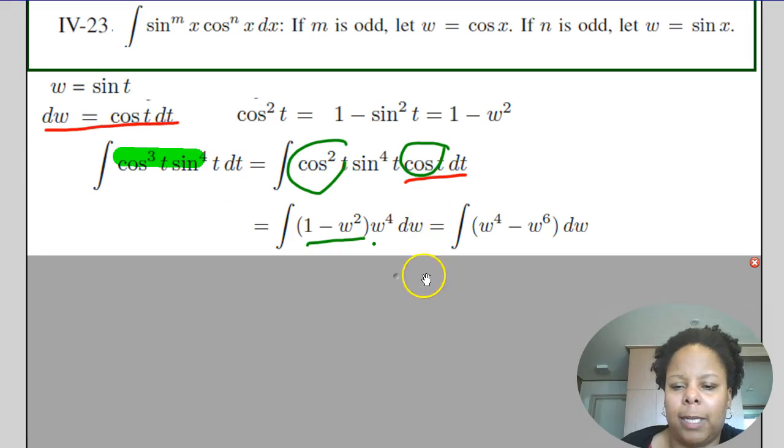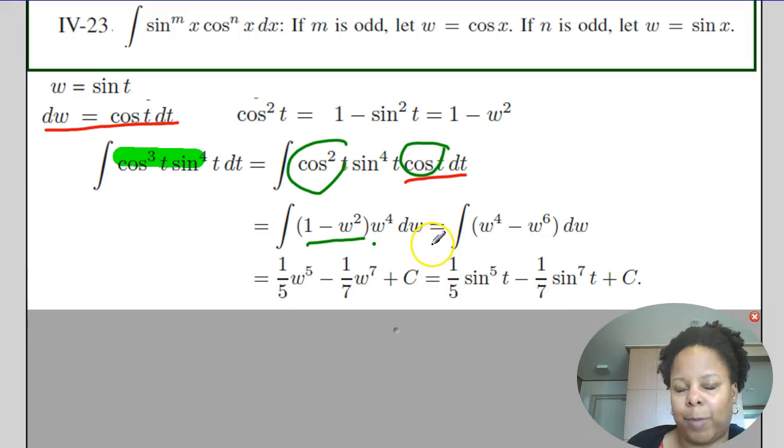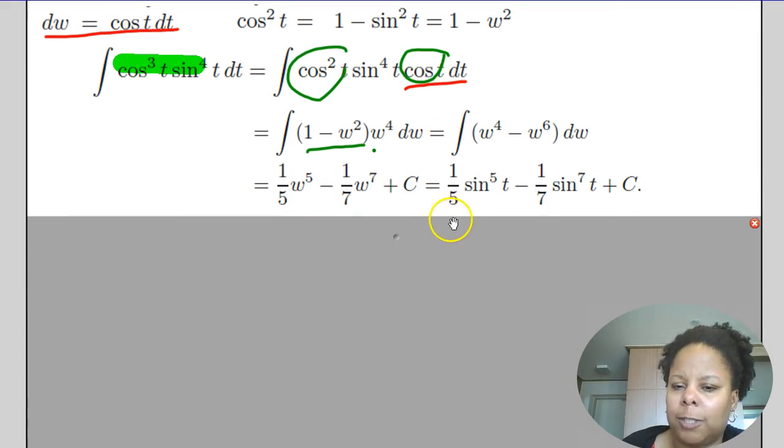And when we do that, we end up with the integral of w to the fourth minus w to the sixth. That's a basic integral, and we can apply our basic integral to get our solution, and then undo the substitution for w to get the final answer, okay?